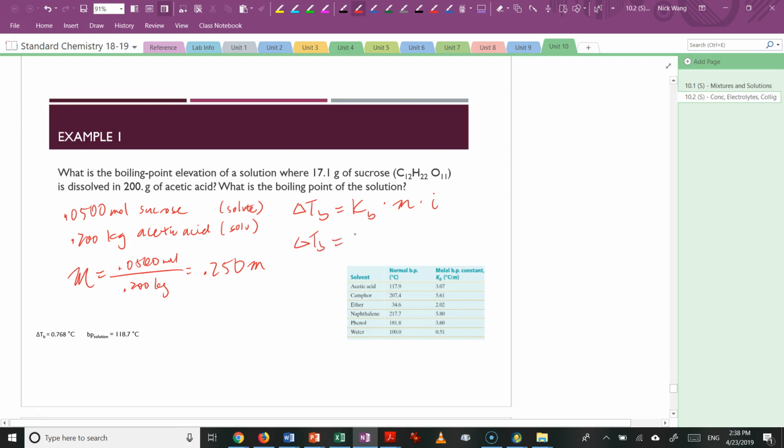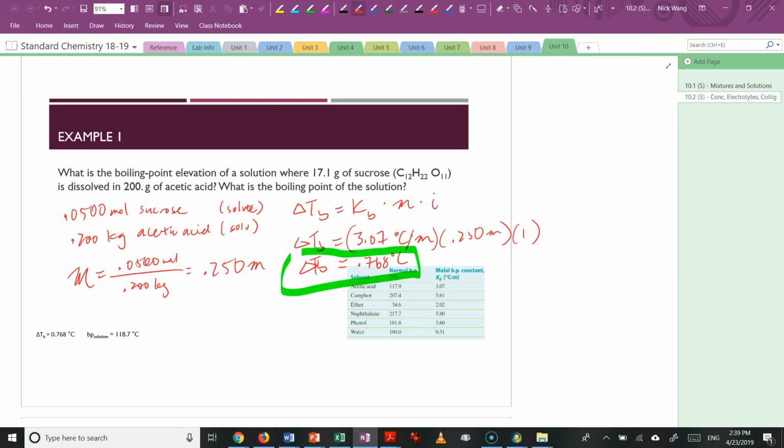Delta TB is equal to 3.07 degrees Celsius per molal times the molality, 0.250 molal, times 1, that same van 't Hoff factor. Plug those in and you get a value. I'm going to squeeze this in here because I planned poorly: that's 0.768 degrees Celsius of boiling point elevation. That takes care of the first part of the question, which only asks for the elevation. How much does it increase by?